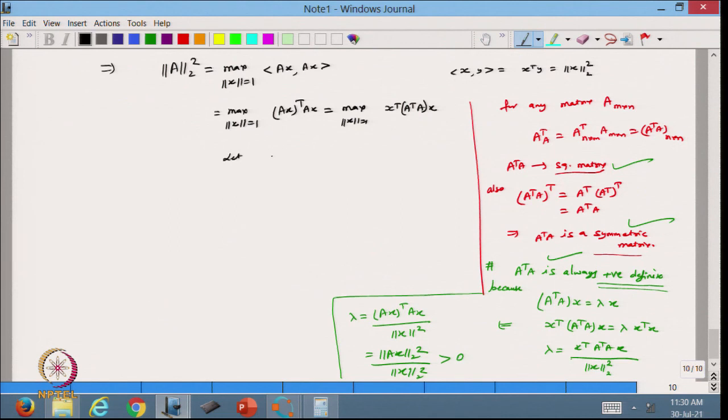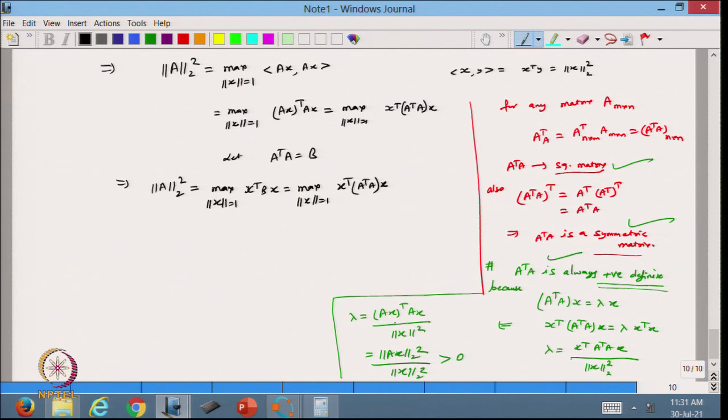Now, let A transpose A be equal to matrix B. From here I can write that the norm of A can be written as the maximum over all the x, such that the norm of x is equal to 1, of x transpose B x. This matrix is positive definite, and that is equal to the maximum of x transpose A transpose A x.